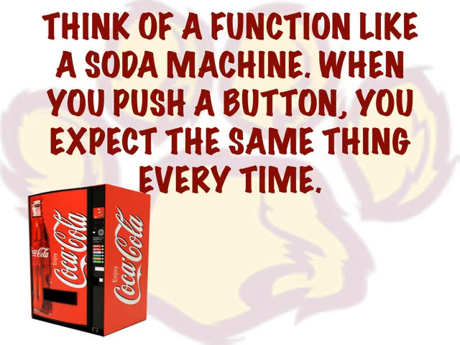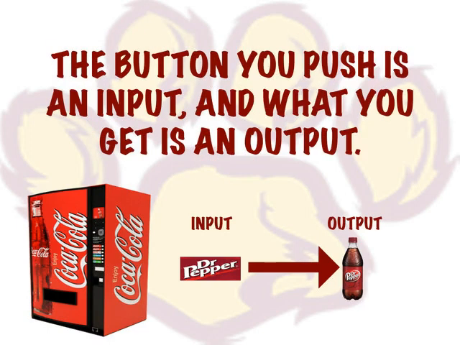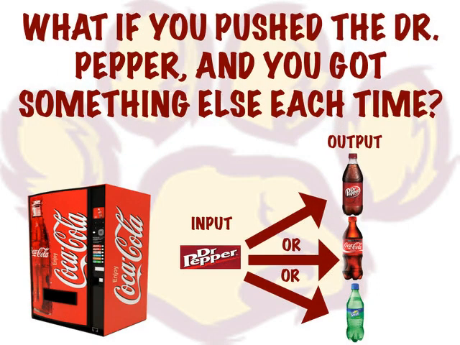Think of a function like a soda machine. If you push a button, you expect to get the same thing every time. So if you push the button for Dr. Pepper, you expect to get a Dr. Pepper every time. The button you push is an input, and what you get is an output. Functions work in a similar manner, with an input and an output.